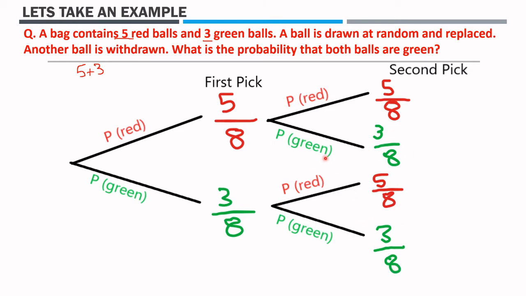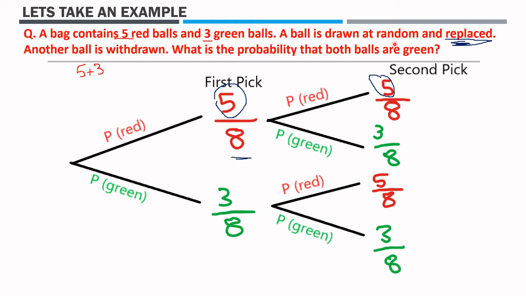Now why so? Because a very important word in the question is "replaced." That means if you pick a red ball out, you see it and keep it back into that bag. So the total possible still remains the same, and not only that, the total red balls also remain the same. Now what is the question? So this is the basic structure of a tree diagram.